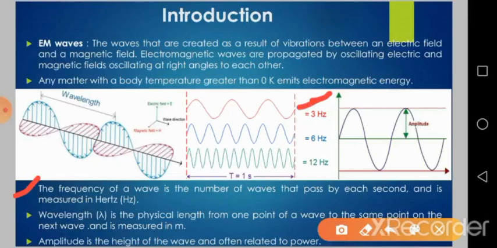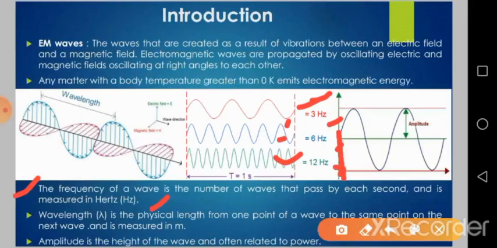If you take the example of 3 hertz, 6 hertz, 12 hertz, as the frequency increases, the number of waves which are propagated during this time interval of 1 second also increases. The unit of frequency is hertz.